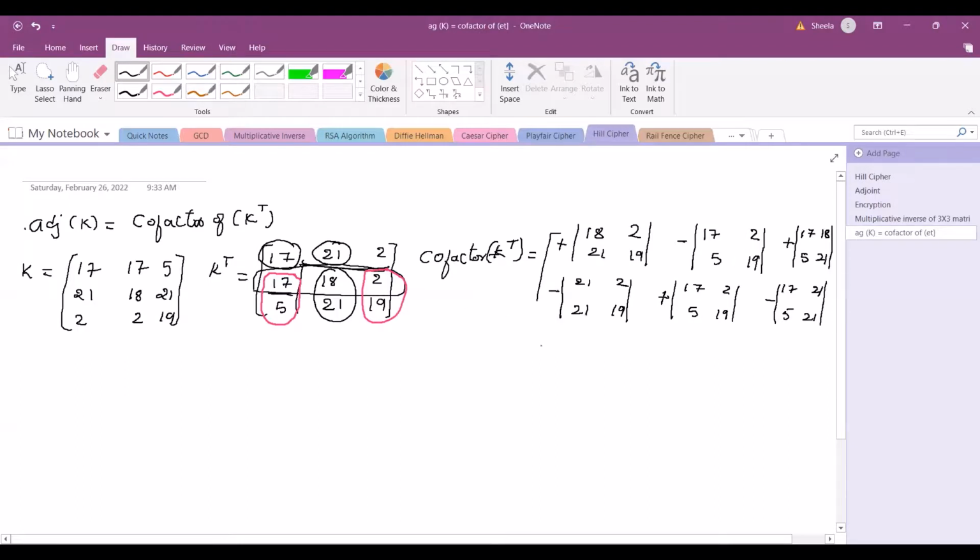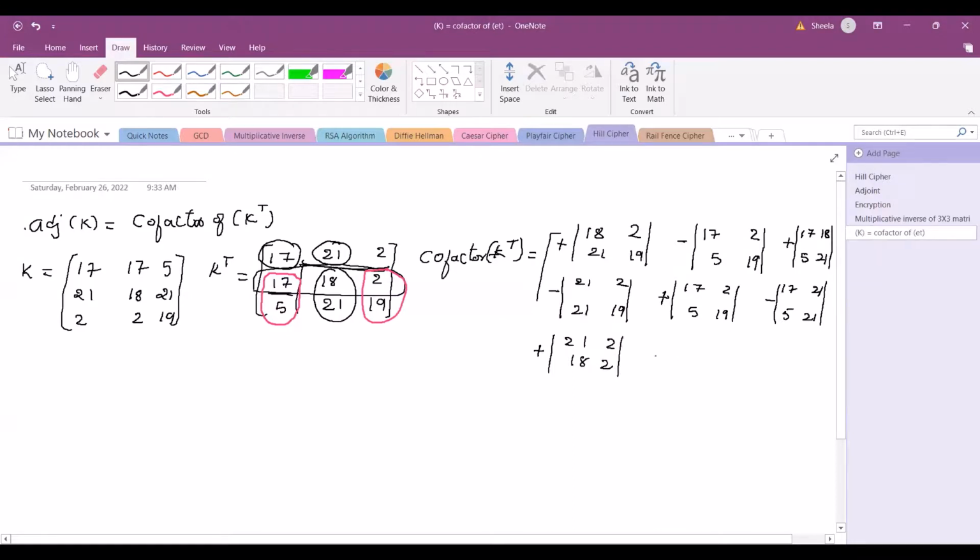And similarly here, I'll be getting third row, first column. So i is 3, j is 1. So minus 1 to the power of 4 is 1. So skip third row and first column. So we are going to get the submatrix as 21, 2, 18, 2.